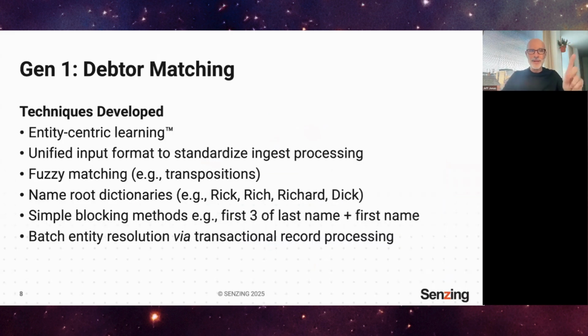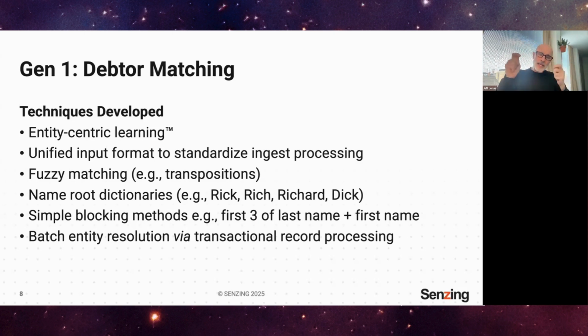So this system, we developed entity-centric learning because you have hundreds of data sources. We developed a technique to create a standardized input. So we would take all the 100 different sources and bring them to a canonical form. We had to solve fuzzy matching like month and day transpose in date of birth. We needed to do name root dictionaries like Dick, Dickie, Richie, Ricardo, Elizabeth, and Beth.